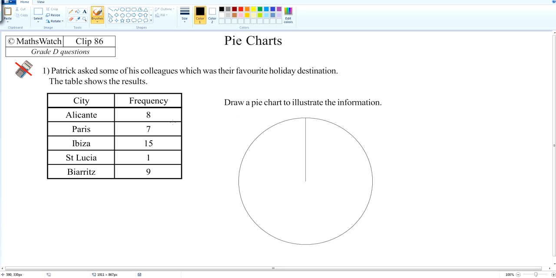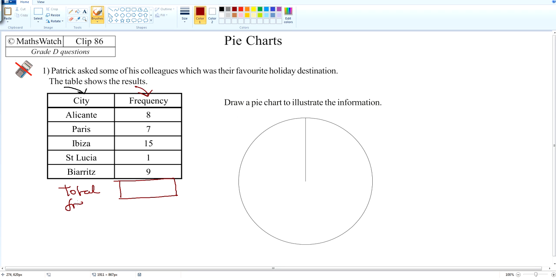Clip 86, grade D. Patrick asked some of his colleagues which was their favorite holiday destination. The table shows the results. So we have here the data, city, and the frequency, which means how many. What we need to first of all work out is the total frequency. So, can you work that out, please?